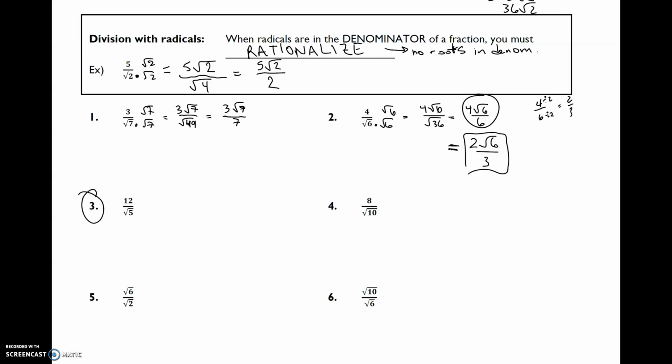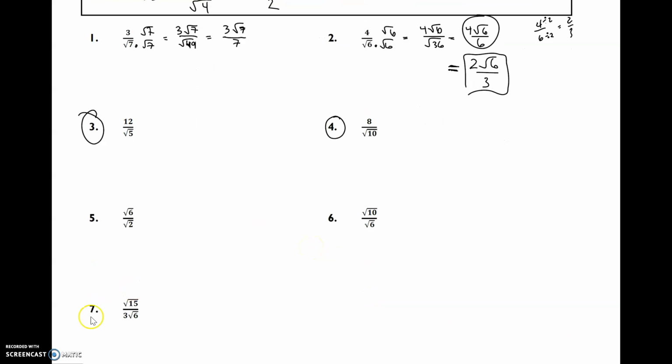You should now try 3 and 4 on your own. I'll put the answers right at the end, but just the answers. We're going to move on to number 5. What happens when we have more than one square root in the problem?